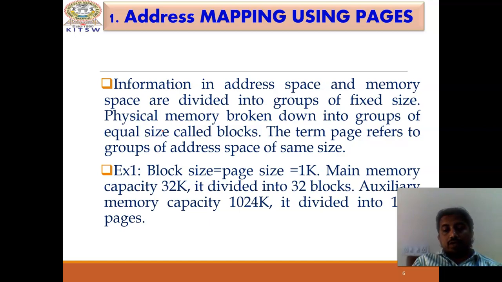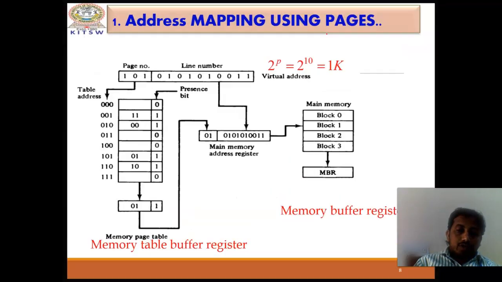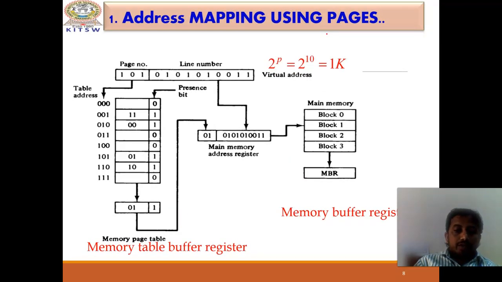Main memory capacity is what? 32K. It is divided into how many blocks? 32 blocks. Auxiliary memory capacity is 1024K. It is divided into 1024 pages. This is the example you can have. So the pages from 0 to 7 are given and the blocks are from 0 to 3. The mapping technique is done this way, using pages, how the data is taken into the main memory from the virtual memory.